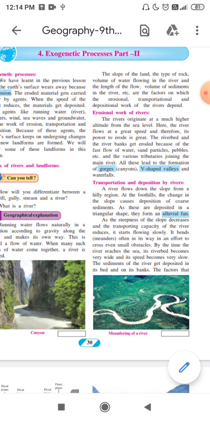Already I told you that in the mountain area the river starts flowing at a very great speed. The speed is very high. Therefore, its power to erode is great. The river bed and the river banks get eroded because of the fast flow of water and particles, pebbles, etc. And the various tributaries joining the main river. Tributary means small rivers. All these lead to formation of gorges, canyons, V-shaped valleys and waterfalls.